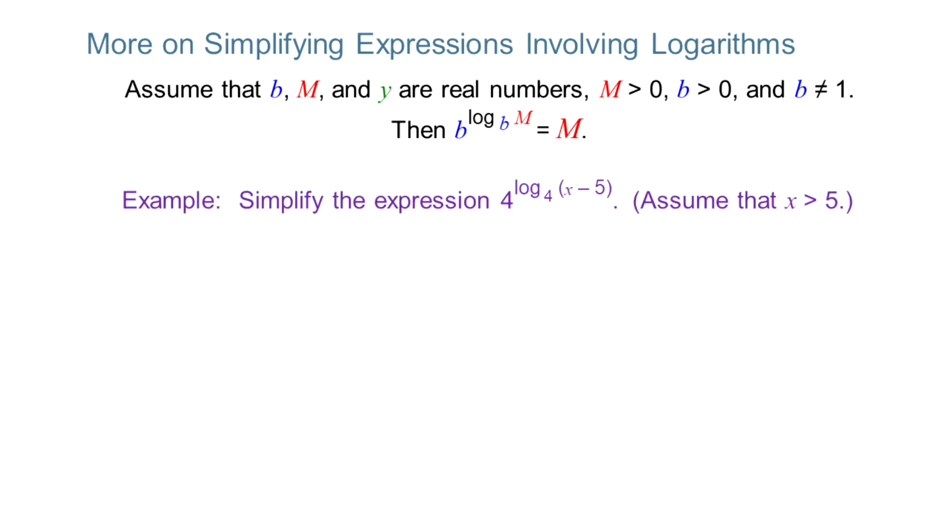Now let's look at an example that uses this rule. In order to use this rule, both the large number that is being raised to the power and the base of the logarithm must match. In this case, both of these numbers are 4. That means that I can use the rule to say that this expression simplifies to x minus 5.